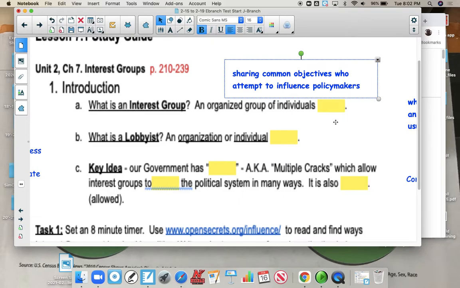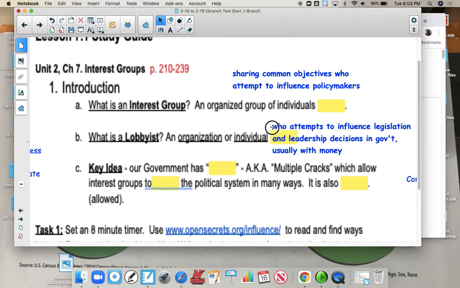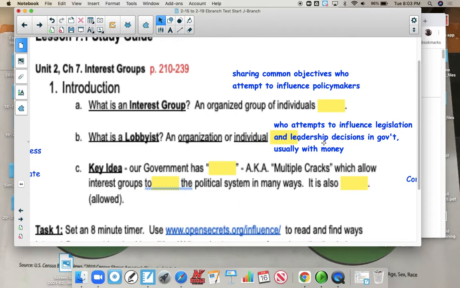The next thing that you need to know about is a lobbyist. We may have mentioned this before in our studies, but a lobbyist is an organization or a group who attempts to influence legislation, aka laws, and leadership decisions in government, usually by using money. Okay, take a moment and write that one down. So now that we got those two long definitions taken care of, most of the other ones should be shorter.